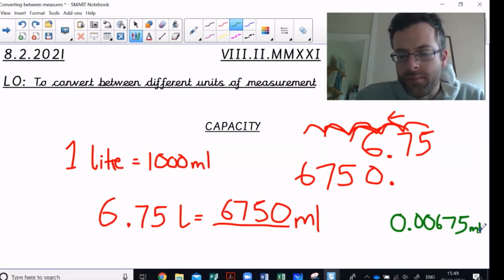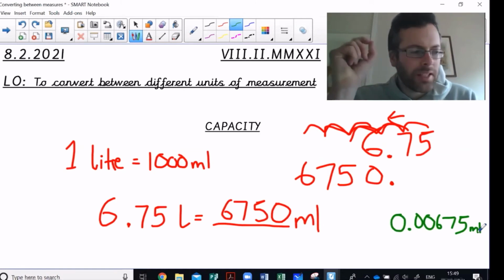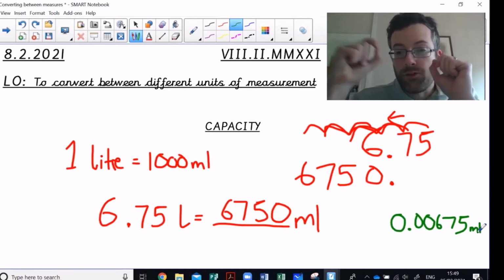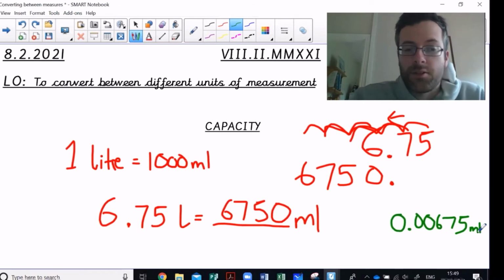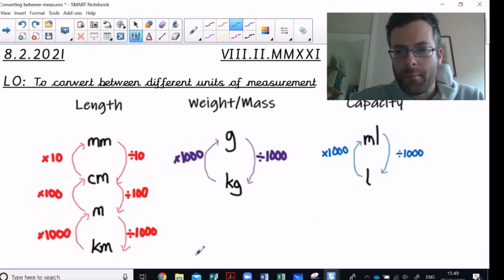Hopefully you will go, hang on, how can less than a millilitre, which is literally like a drop of water, be the same as 6 litres, which is like what you put in a bowl of water? Okay, it's not the same. They're 2 very different things, so you know you've gone the wrong way.